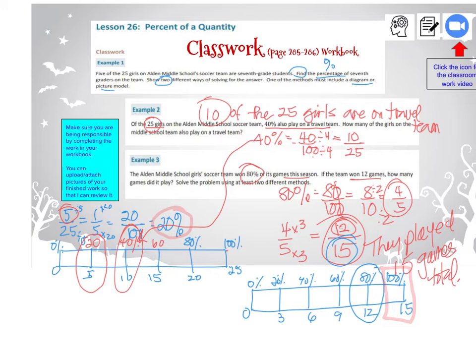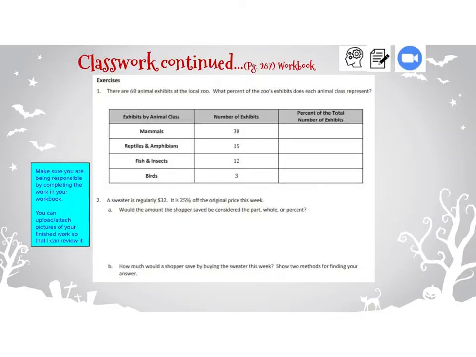Okay, so that seemed to be lengthy, didn't it? Let's go to the next exercise, and we are now looking at 287. These are big numbers. So it says there are 60 animal exhibits at the local zoo. What percent of the zoo's exhibits does each animal class represent? So mammals. So there's 30 exhibits of mammals. And we want to know what percent.